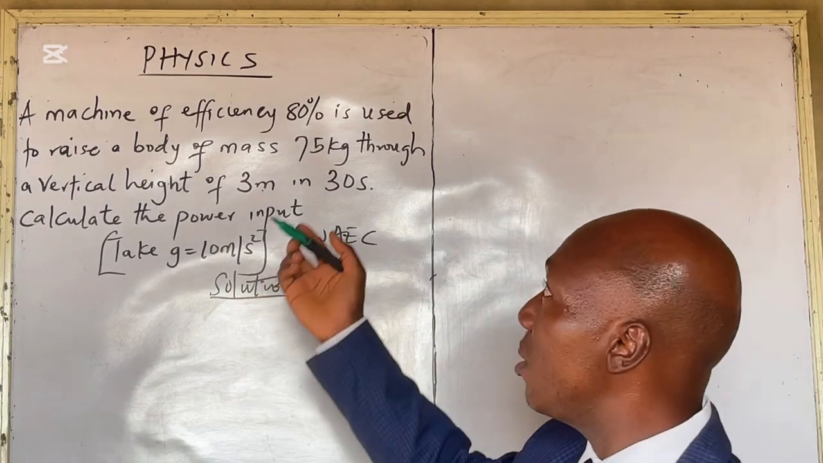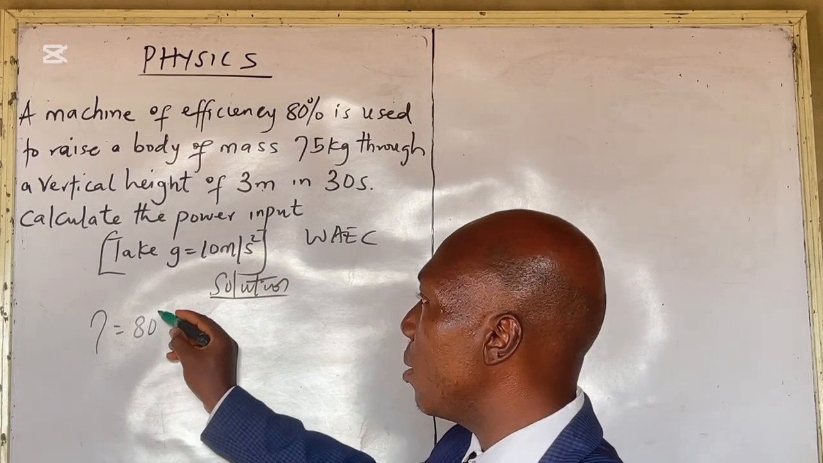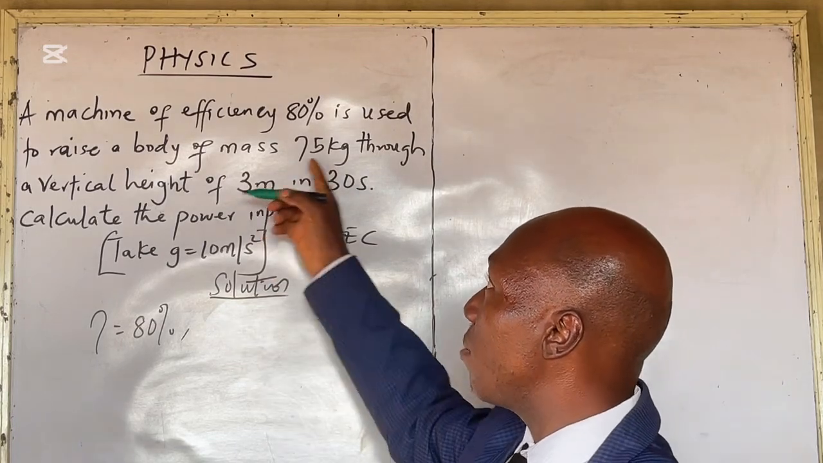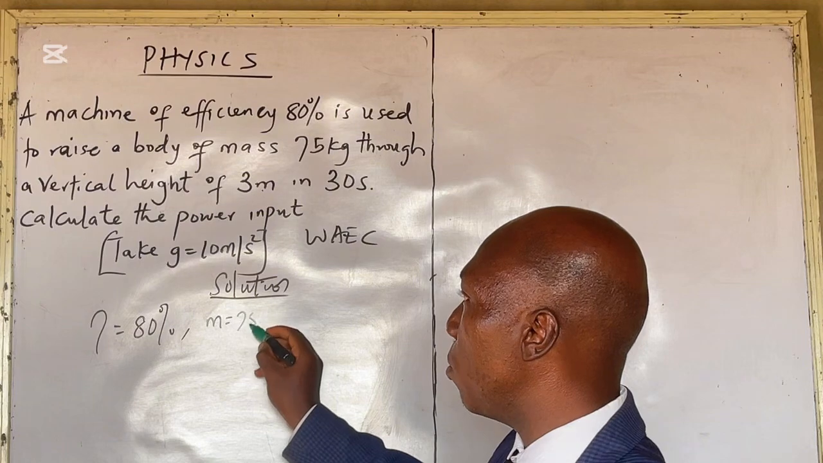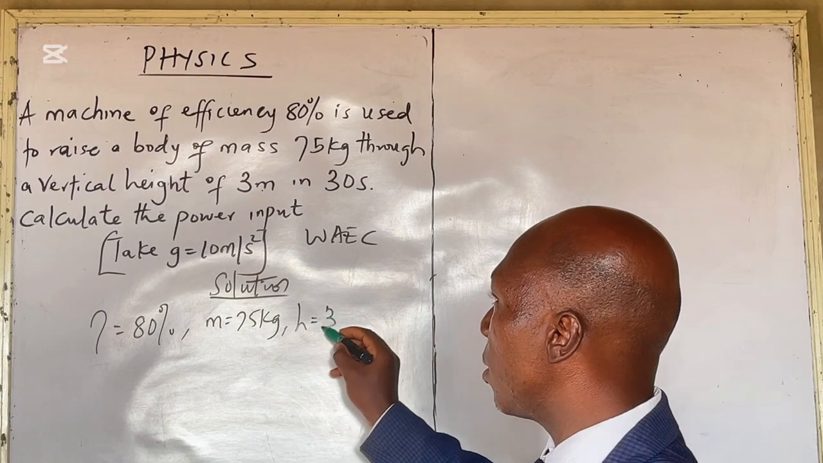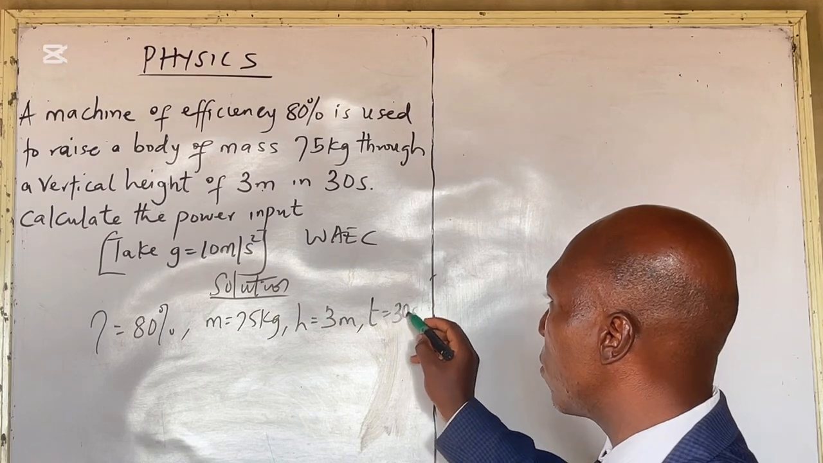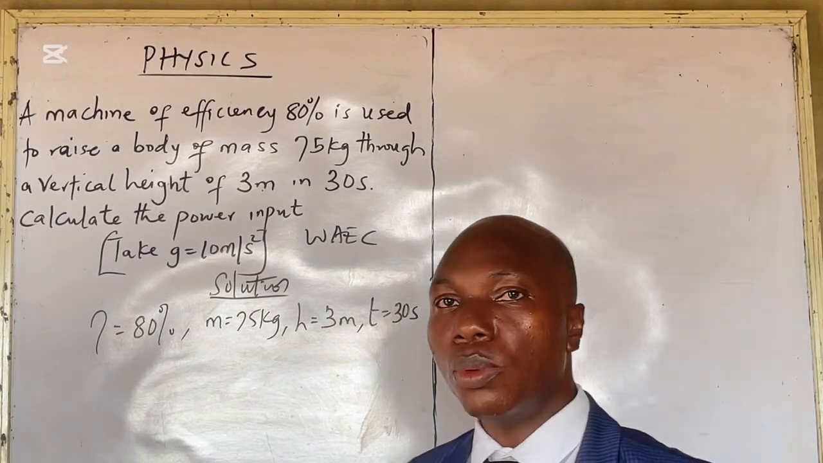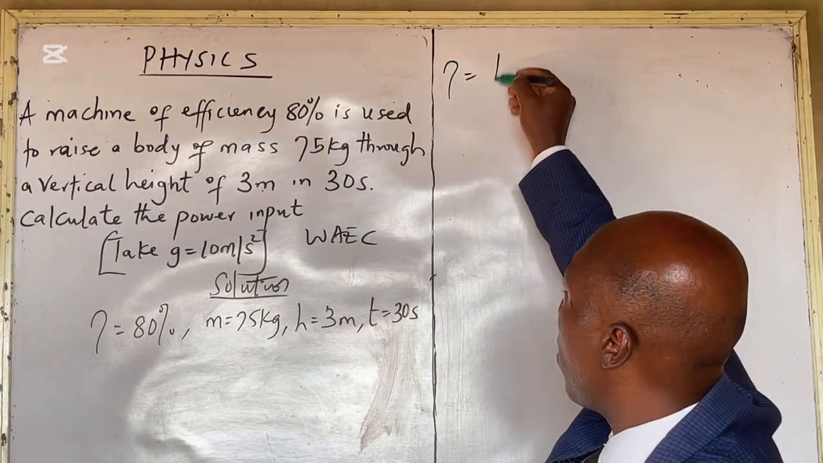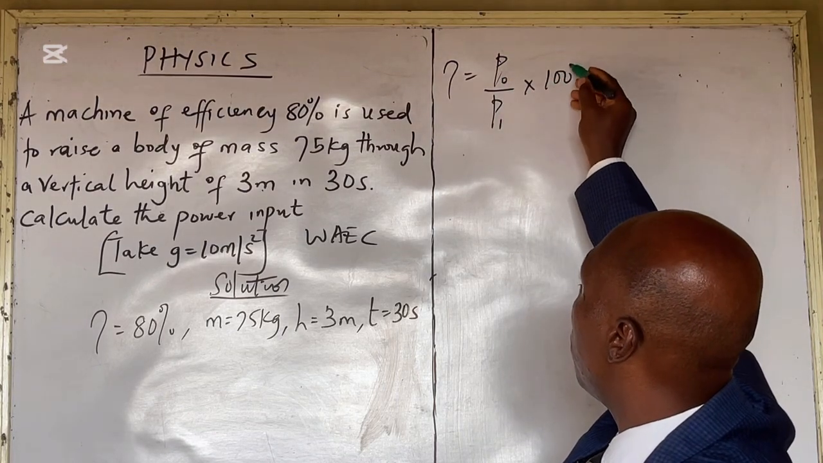So we have the solution. Let's see the parameters given in the question. We are given efficiency, this is the symbol for efficiency, at 80%. The mass is 75 kilograms, through a vertical height of 3 meters, and the time is 30 seconds. To calculate the power input, we know that efficiency is power output over power input times 100%.